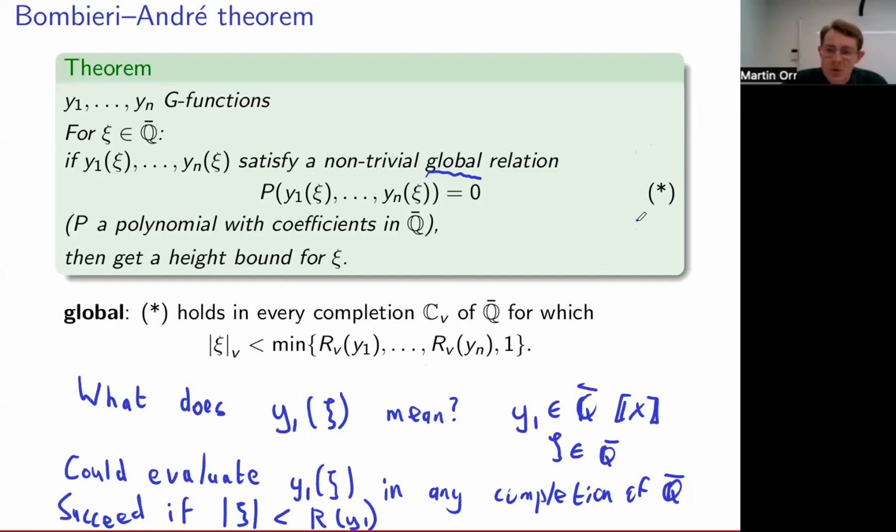Of course, you could restrict your attention to just thinking about a single number field. So it follows from the definition of G-functions that the coefficients of any given G-function all lie in some fixed number field. So I could pick a number field K that contains the coefficients of all my G-functions and contains psi and contains p. And then I just have to say in every completion of that number field, which is at least a slightly easier thing to think about than every completion of Q-bar.